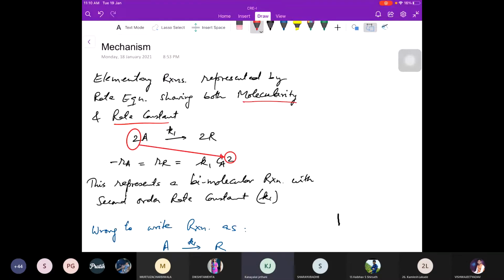And we are saying this is an elementary reaction. Then you can write this rate equation, right? So this represents a bimolecular reaction with second order rate constant k1. This is the second order rate constant k1. Order is 2. Bimolecular, that means two molecules are reacting to give product. Okay? Any questions on this one?